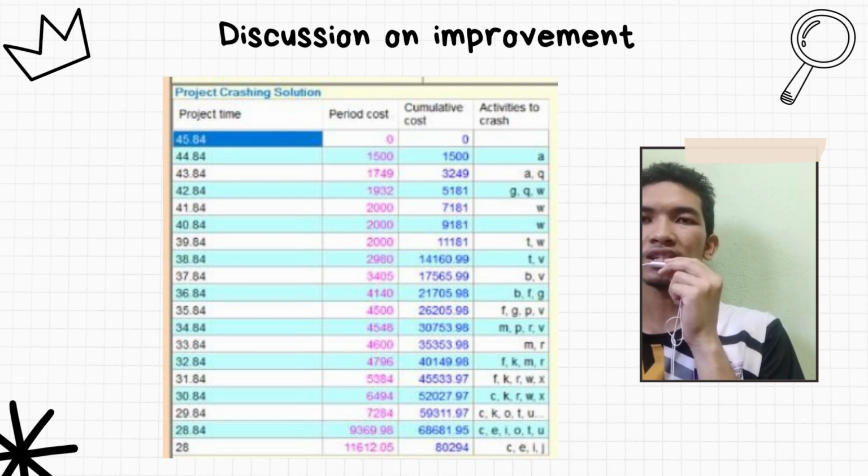Then, we can crash activities A and Q simultaneously with a total cost of 3,249 ringgit. The other activities also can be crashed, and they are shown in this table accordingly. Lastly, we can also crash activities C, E, I, and J with a total cost of 80,294 ringgit, which is the highest cost among the crashing costs per day.